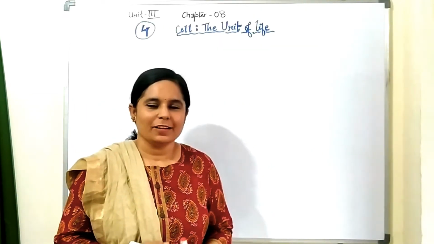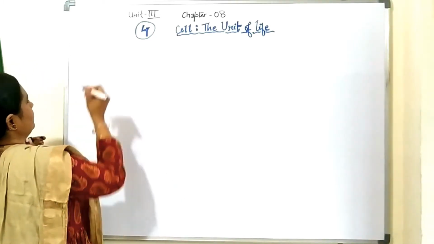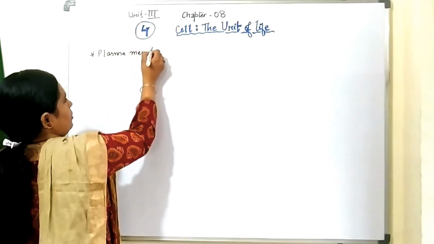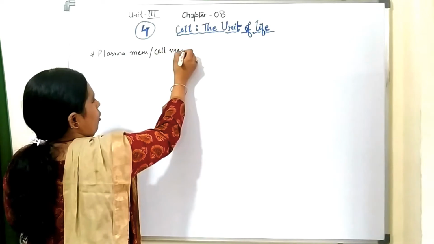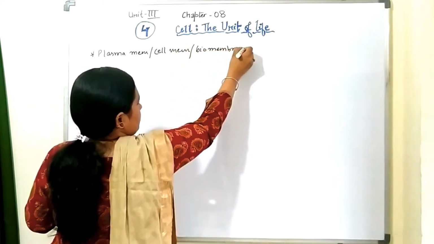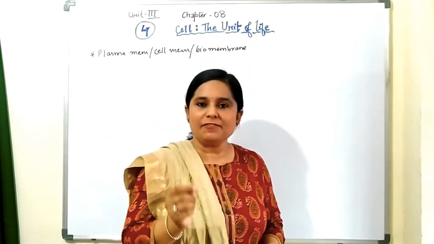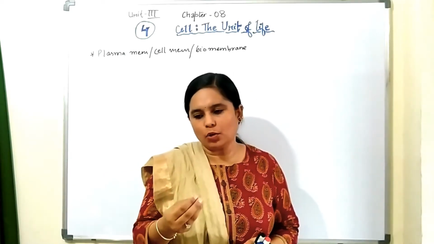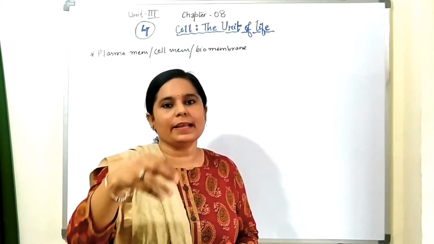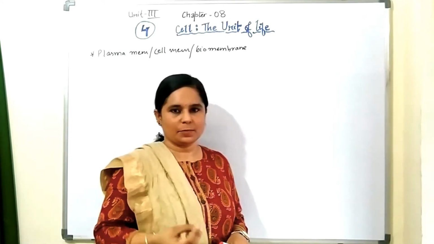Hello everyone. So let's start with today's video, and today's topic is plasma membrane, which is also called as cell membrane or biomembrane. After the advent of electron microscope in 1950, scientists were able to study the chemical nature of the plasma membrane, especially in case of RBC, and then only they have deduced the structure of plasma membrane.